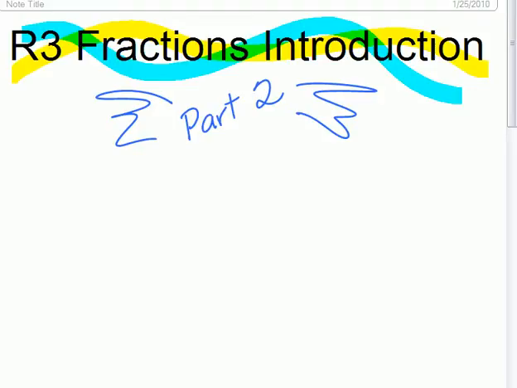Okay, in the last video we saw that when you have 0 in the numerator, let's say 0 over 19, my favorite number, that's also the same thing as 0 divided by 19, and we get 0 because 19 times 0 gives you 0.